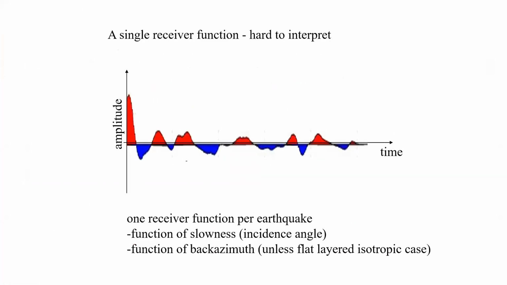So if you just look at the individual receiver function, like this one that has been computed from an earthquake, you cannot interpret anything out of it in terms of P2S converted phases or to have a feeling where the impedance contrast might be lying. In that case, you will have to compute receiver functions for many of the earthquakes.